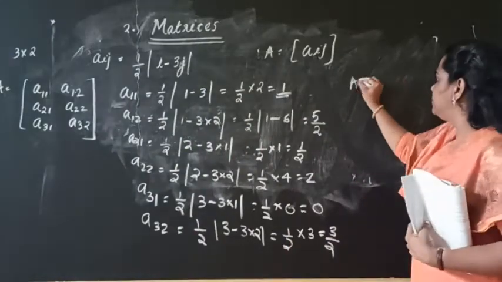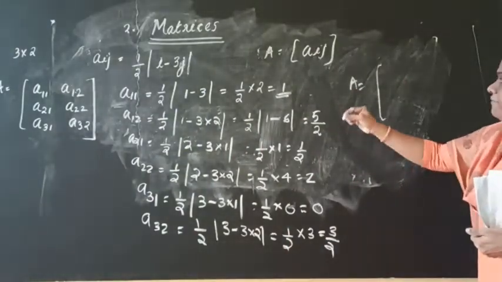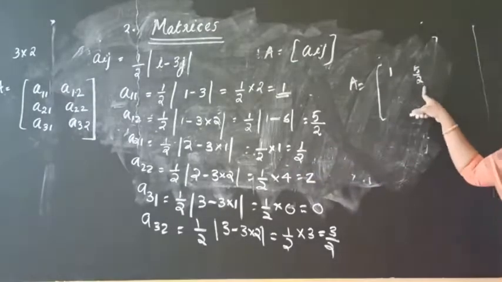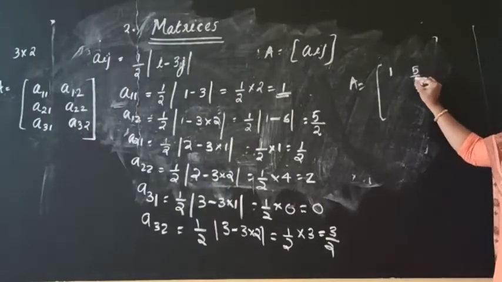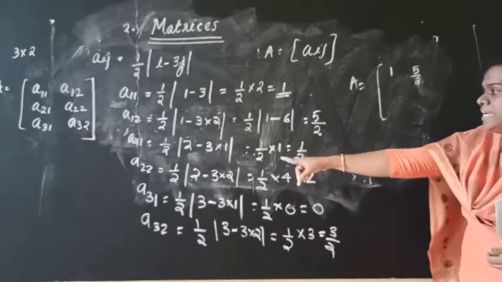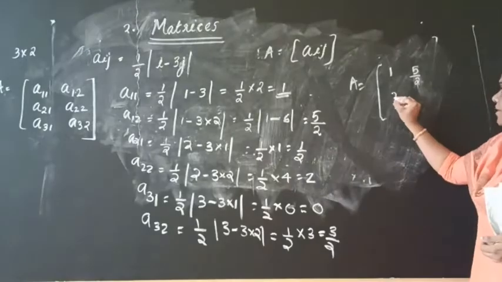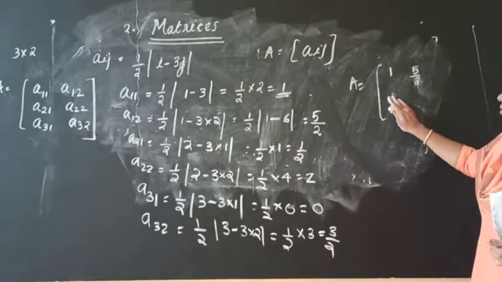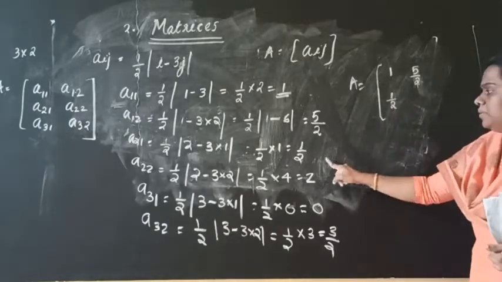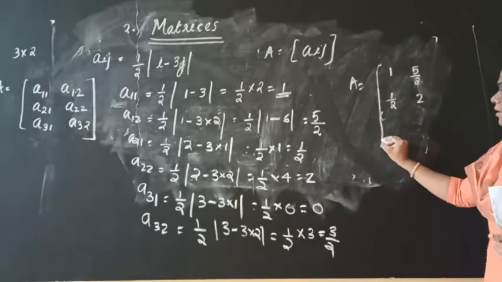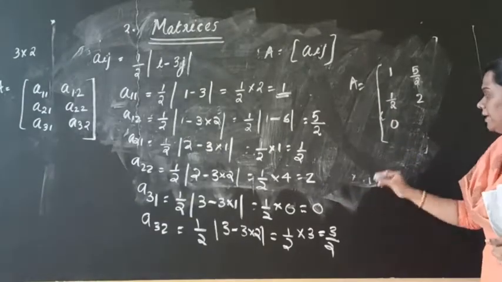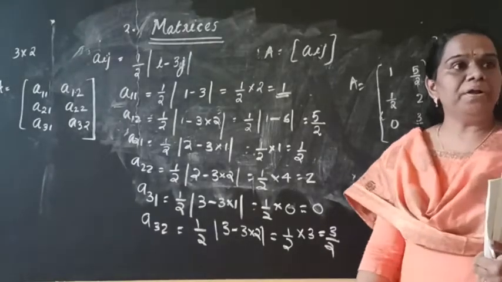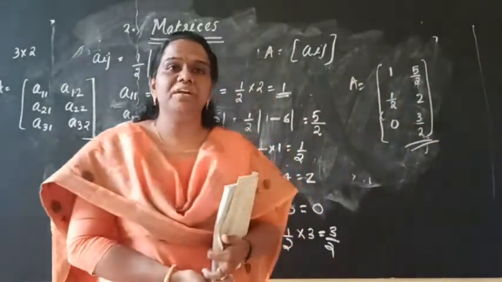Matrix A is equal to: first row, 1 and 5 by 2. I hope you understood the first row. Second row: first element 1 by 2, second element 2. Third row: first element 0, then 3 by 2. This is our required matrix. I hope you understood how to form the matrix from the given rule.